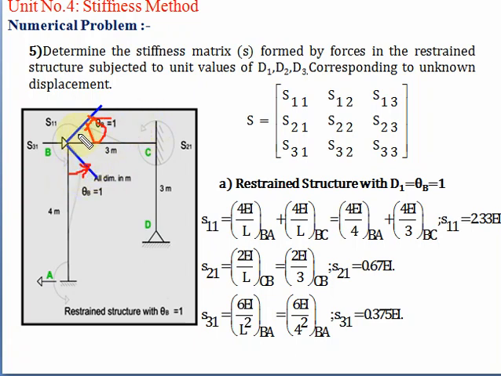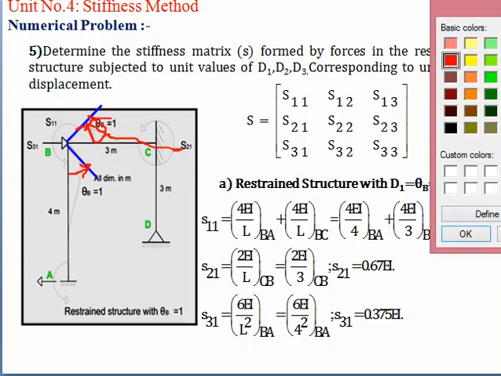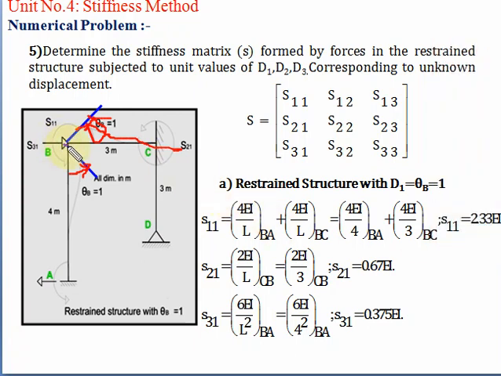Now when unit rotation is applied, what will happen? This member BC will bend like this. I change the color, so this member will bend in this way. Now here, when the unit rotation is applied at B, there will be a moment induced in member BC. So that moment will be induced in anti-clockwise direction.